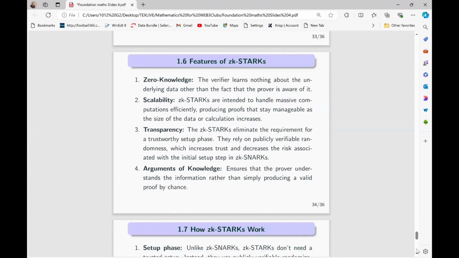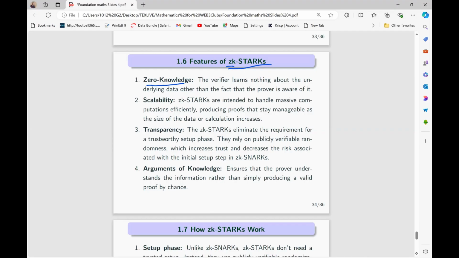Now, I said because of that disadvantage, there came up the ZK stacks. ZK stacks just come in because of that one disadvantage, of course, which is being addressed. But of course, we have the ZK stacks because of it. What does it mean? Again, it is an abbreviation. The first two letters, zero knowledge. The verifier learns nothing about the underlying data other than the fact that the prover is aware of it.